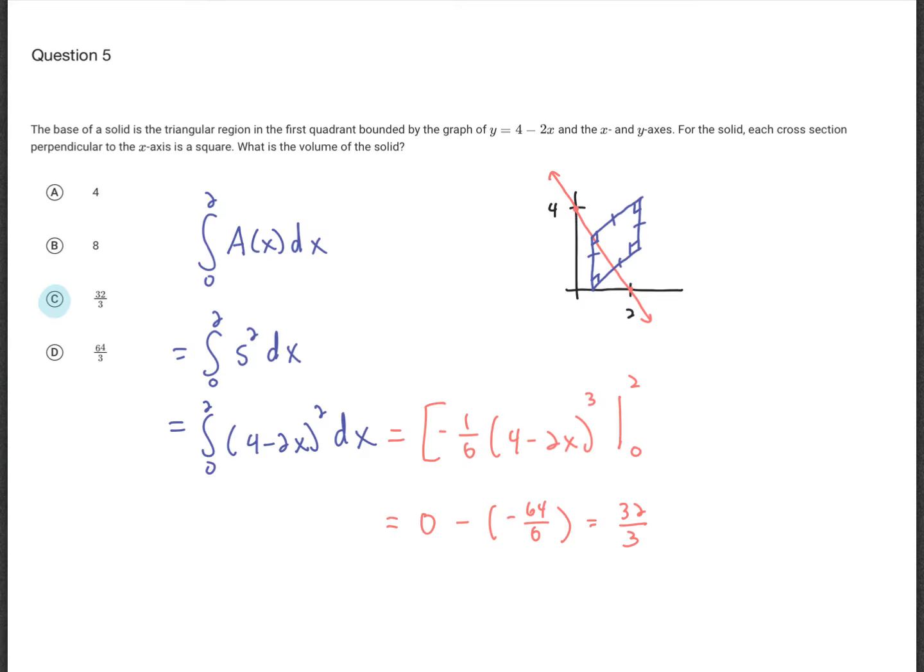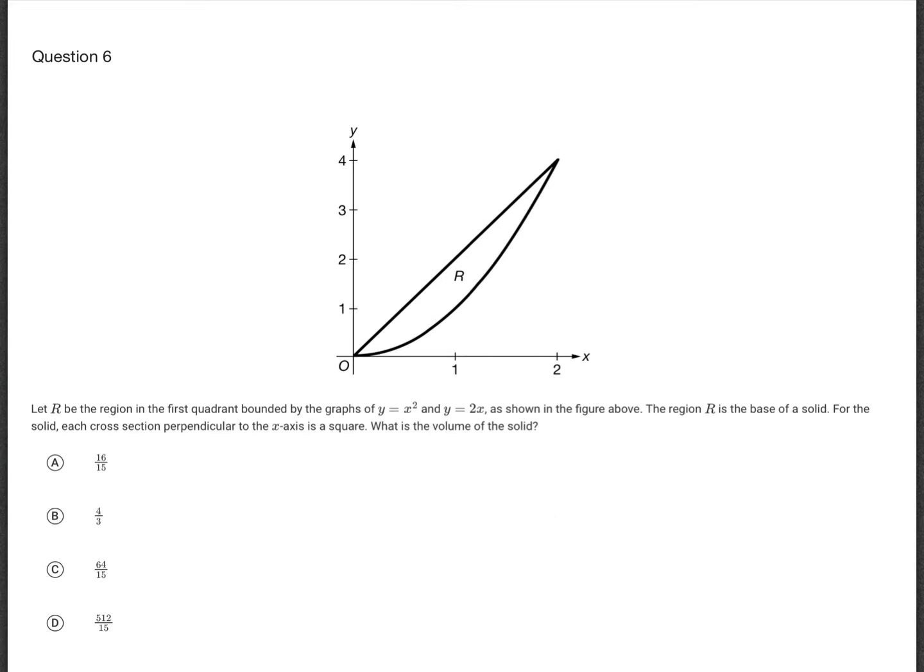Okay, next one. They say, let R be the region in the first quadrant bounded by the graphs of y equals x squared, that's this curved one, and y equals 2x, this linear one, as shown in the figure above. The region R is the base of a solid. For the solid, each cross-section perpendicular to the x-axis is a square. And what's the volume of this solid?